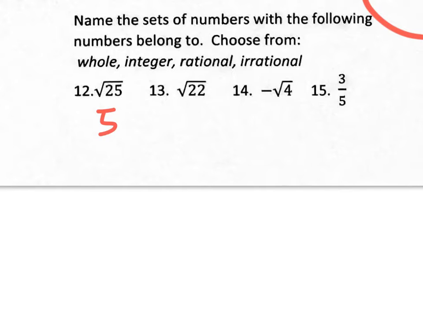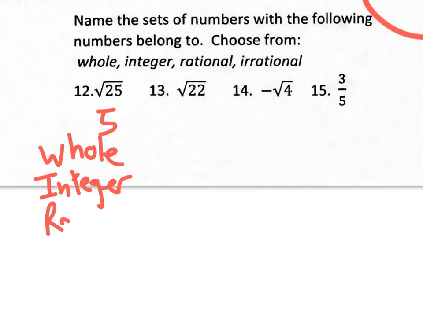So is 5 a whole number? Yes, so it's whole. Okay, let's write that down. What else is 5? Is it an integer? Yes, integer. What else is 5? Is it rational? Yes, it's rational. It's definitely not irrational. And that's it. Those are all the groups that 5 belongs to.